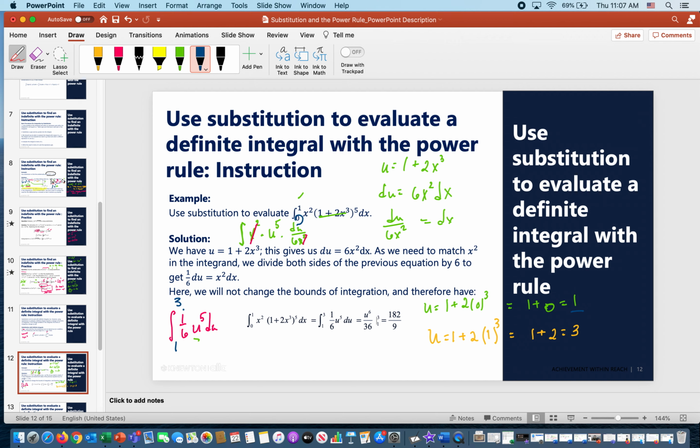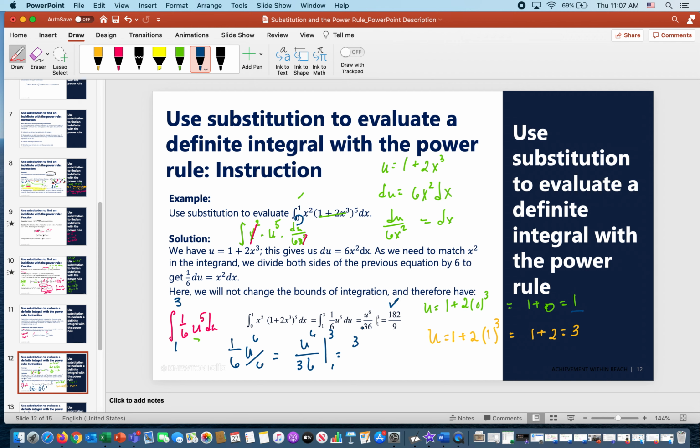Well, we're going to go in and do the antiderivative of 1/6 u to the 5th. That's going to be 1/6 u to the 6 over 6, or u to the 6 over 36. And we're not going to plug 0 and 1 in. We're going to plug 1 and 3 in. Now, the Newton PowerPoint is already simplified. Let me show you what happens.